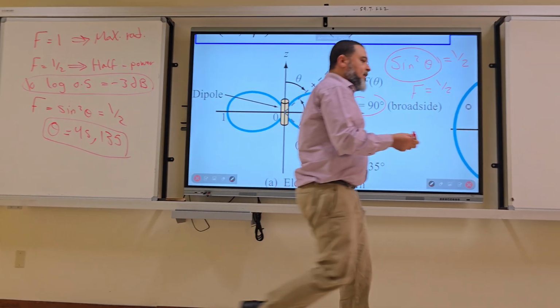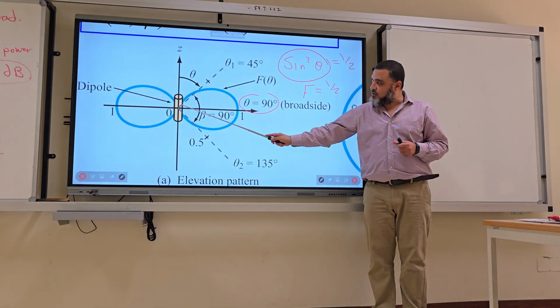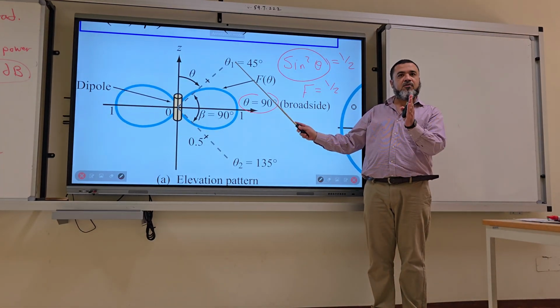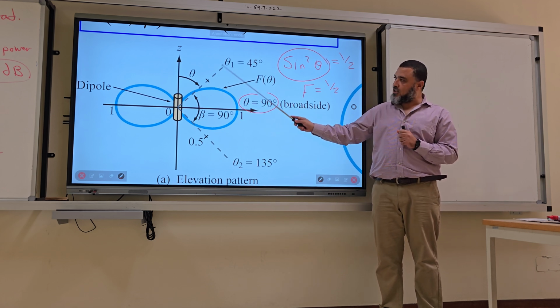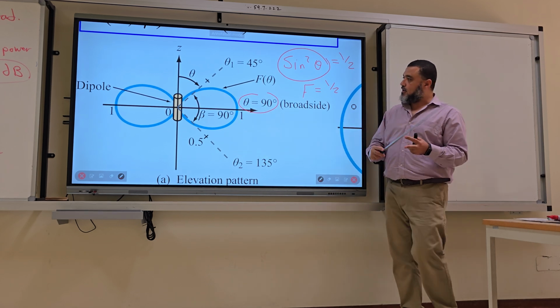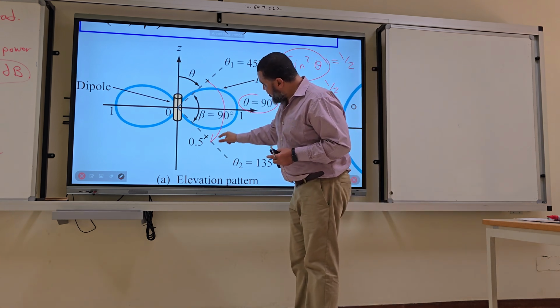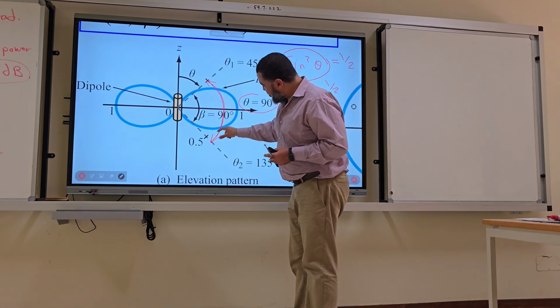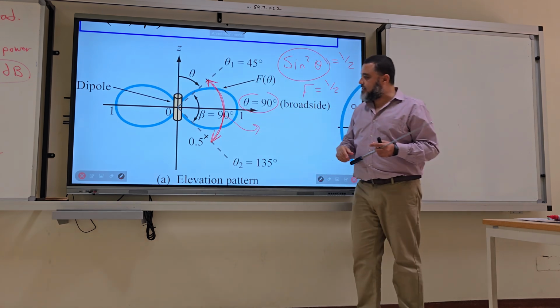This means along the direction of 45 degrees, you will receive 50% of the power. If you have 10 watts here, you will receive 5 watts here, along 45 degrees and along 135 degrees. The range between these two angles is called what? What should we call this range?